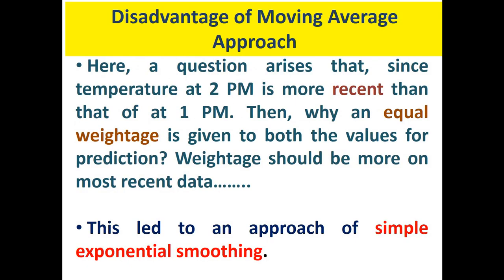Practically, the temperature at 2 p.m. is more recent than that of 1 p.m., so why should equal weightage be given between these two values? Maybe the most recent value should be given more weightage. That means the next forecast should depend with more weight on the latest data. So this has led to an approach called simple exponential smoothing.